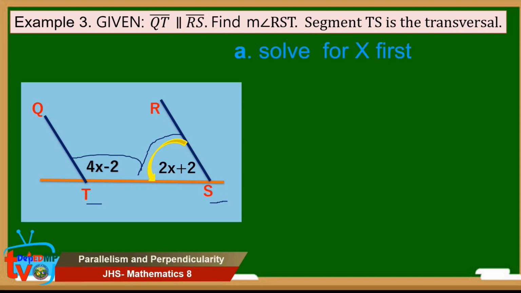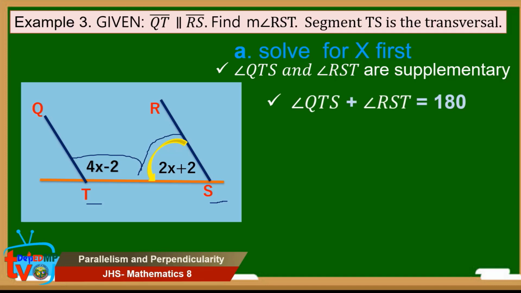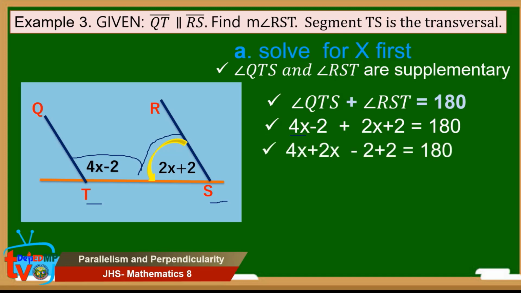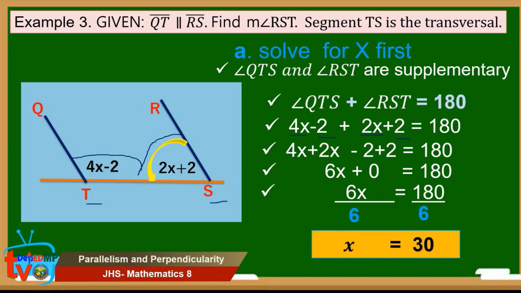Next, we add them and equate to 180. Substitute the given expressions and simplify algebraically. Collect similar terms, 4x and 2x, then -2 and 2, then equate to 180. Simplify. So we have 6x is equal to 180. To solve for x, we divide both sides by 6. X therefore is equal to 30 degrees.